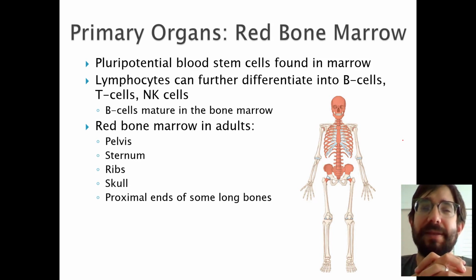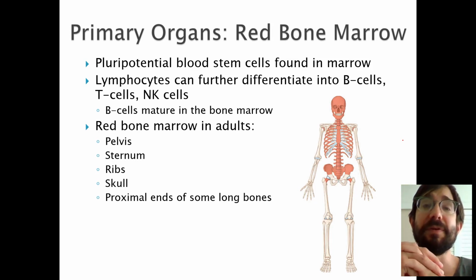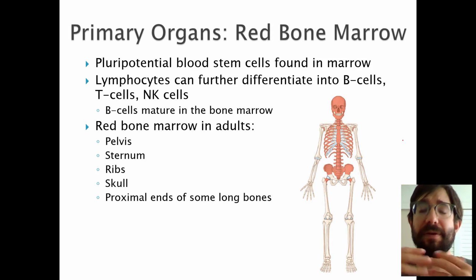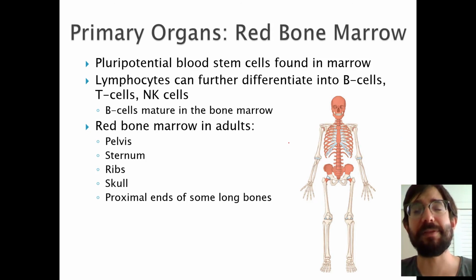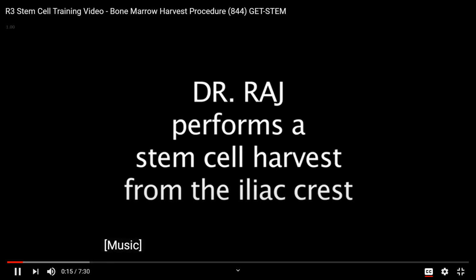These primary organs, red bone marrow and the thymus, are vital for your survival. And so when there are diseases that affect them, that's when you get into things like bone marrow transplants.